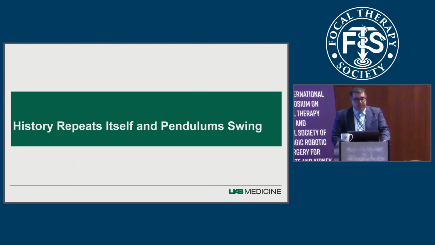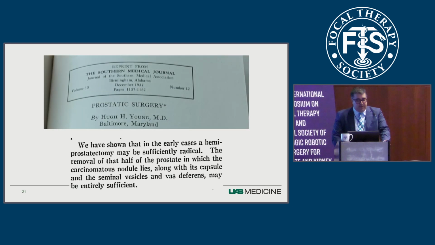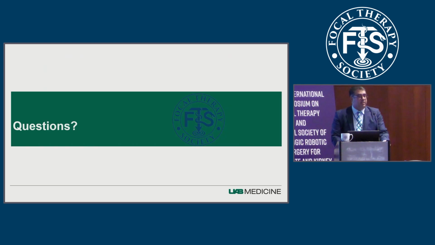So history repeats itself and pendulums swing. This is a borrowed slide by one of my great colleagues who's here today, but I do want to share the connectivity. So Hugh Hampton Young in 1937, from Baltimore, but published in a journal out of Birmingham, Alabama, discussing the role of a hemiprostatectomy potentially being sufficiently radical. Removal of only half the prostate with the seminal vesicle and vas may be adequate and entirely sufficient for cancer treatment. So I present to you an opportunity for the panel to go into questions. Thank you.